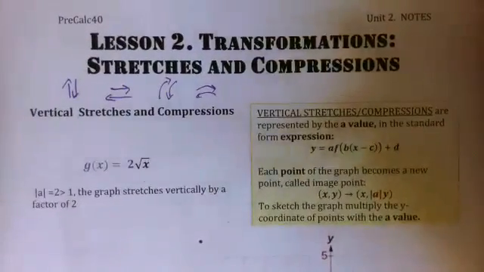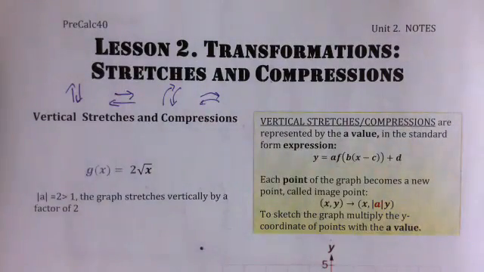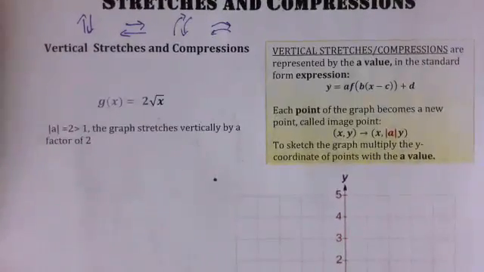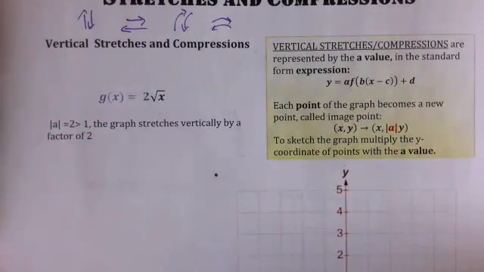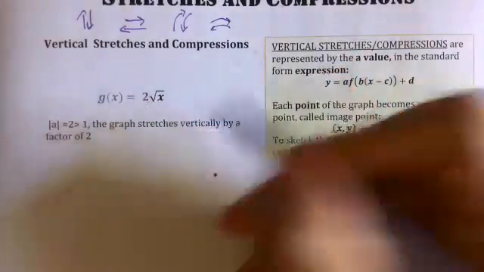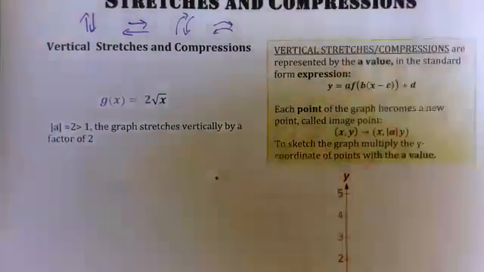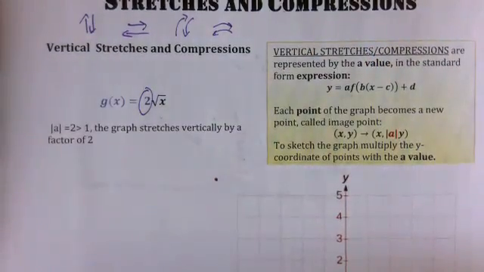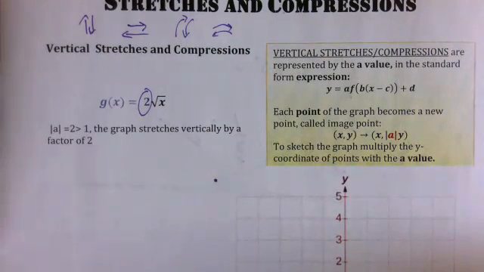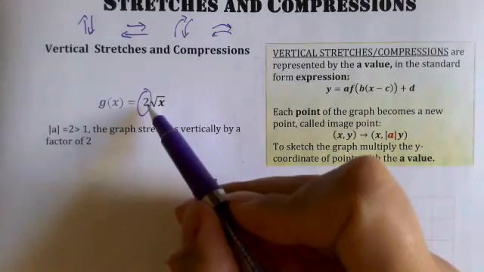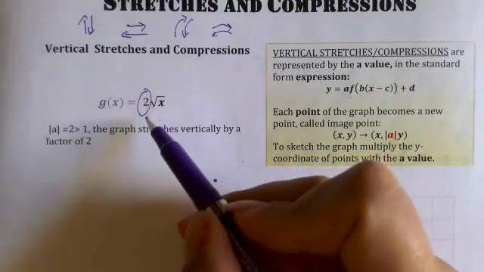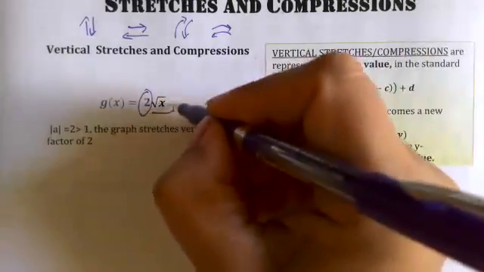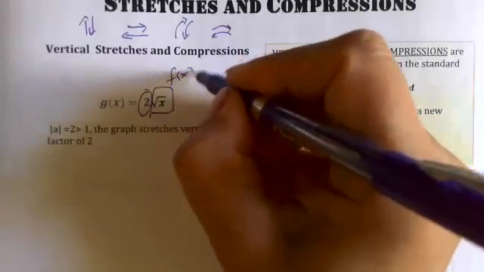So let's talk about the vertical stretches and compressions. I have here the first type, g of x equals 2 times square root of x, as our example to discuss the vertical stretches and compressions. And we notice that the 2 sits in the same place where, for vertical reflections, we had our negative or -1 in front of our function. So when we have a number in front of our function, think about the square root of x being the f of x function.